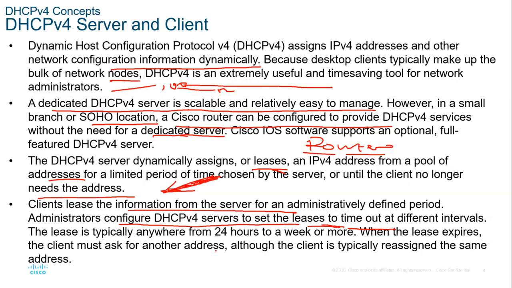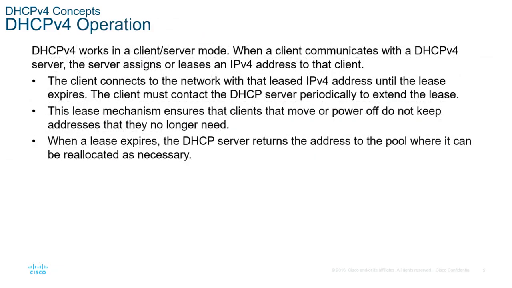After that defined period of time, it is pulled back and then made available for other devices. So when the lease expires, the client must ask for another address, although the client is typically reassigned the same address. When the lease expires, it's possible that that PC can request a different IP address, but most of the time, that very IP address that was assigned to that computer is reassigned again back to that machine.